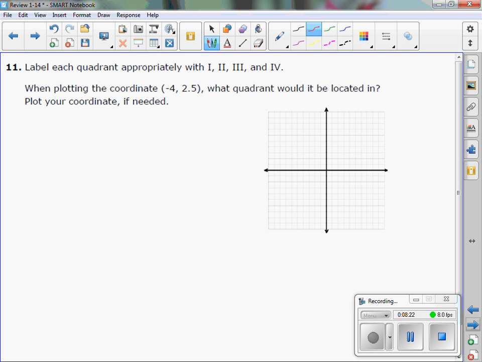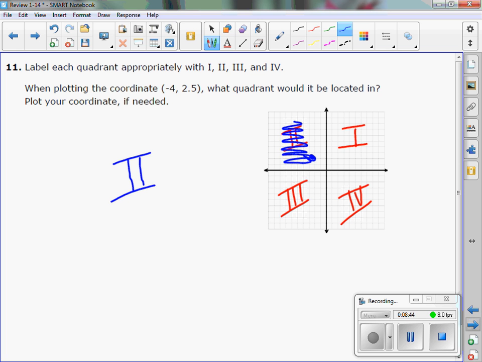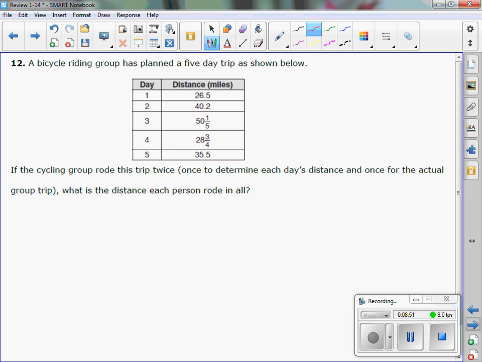Number 11, label each quadrant appropriately. So like we just said, we have 1, 2, 3, and 4. And it says when plotting the coordinate negative 4, 2.5, what quadrant would it be located in? So negative 4 would be over to the left, up 2.5 would be up. So I'm somewhere up here in quadrant 2. So that's what the question was asking, is if we were to plot that point, which quadrant would it be in? Number 12, a bicycle riding group has planned a 5-day trip as shown below.